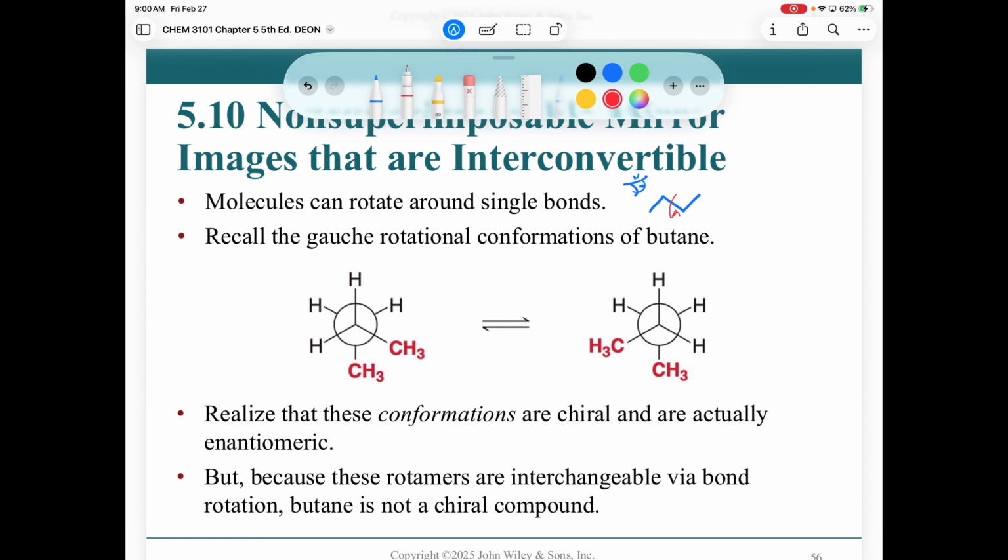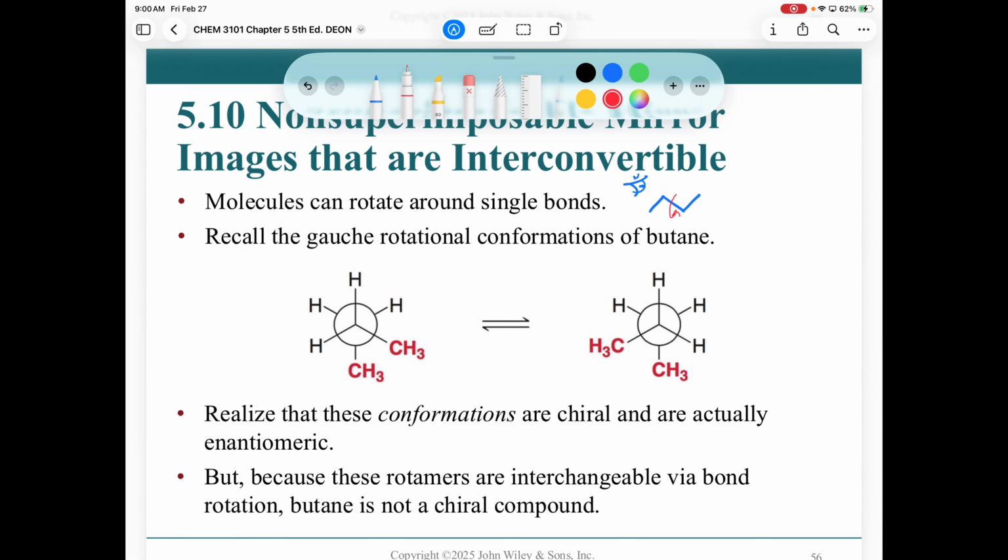Now, if you look at those two conformations, you see that they're mirror images of each other, aren't they? And you're like, yeah, but there's no chiral centers in butane. It's CH3s and CH2s. You're 100% correct, but they are enantiomeric. They are mirror images of each other. But obviously, this is not a chiral compound because we have free rotation around that carbon-carbon bond. And so we say they're rotamers. So they're enantiomeric conformations, but the molecule is not chiral.